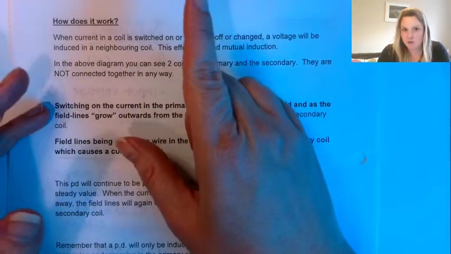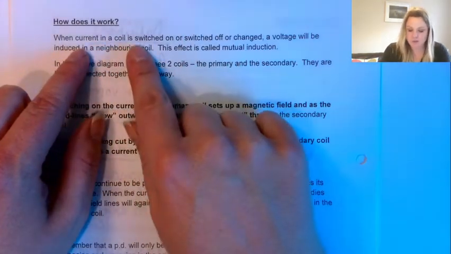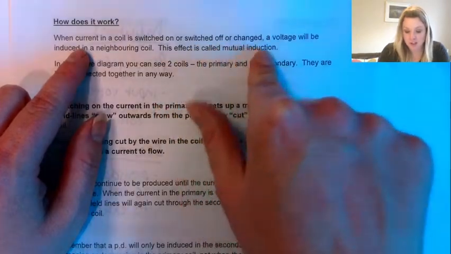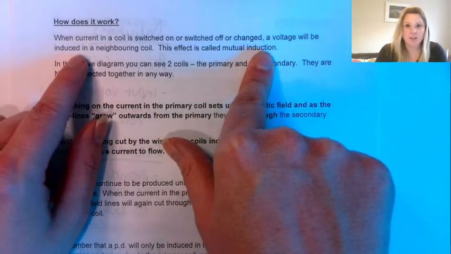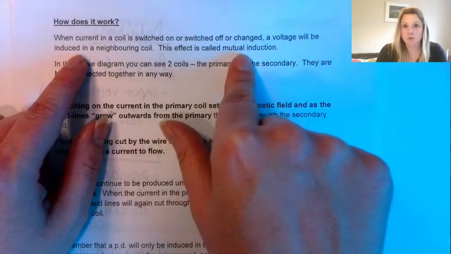So, how do transformers work? When current in a coil is switched on or switched off or changed, a voltage will be induced in a neighbouring coil. This effect is called mutual induction.